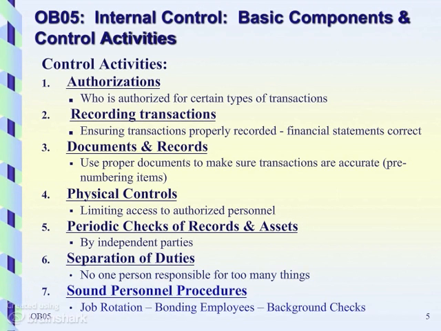And lastly, seventh, sound personnel procedures, meaning that employees might experience job rotation, to allow for rotation of employees between different positions to ensure that no one person is doing something inappropriate that couldn't be detected. Bonding employees is basically a form of insurance for employees who might be handling large financial transactions. And also background checks before employees are hired to ensure that they don't have any unethical practices in their background.